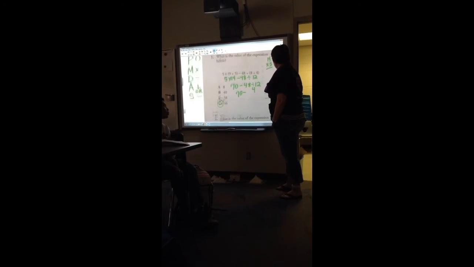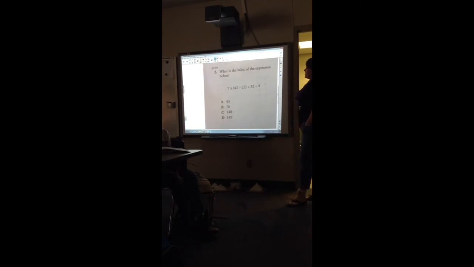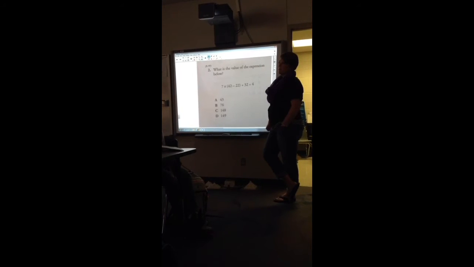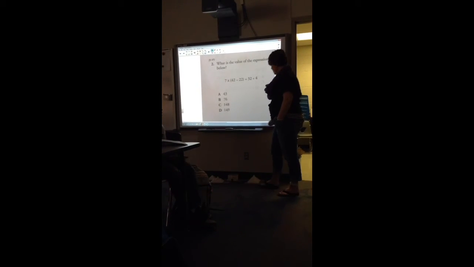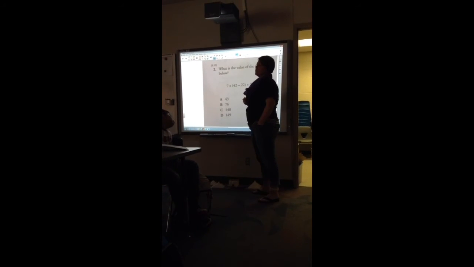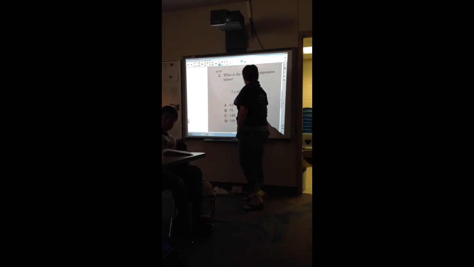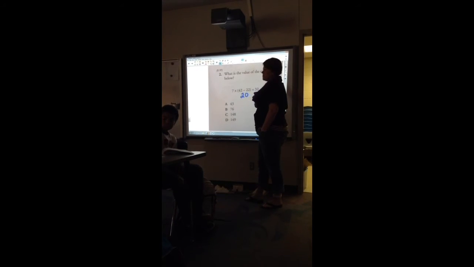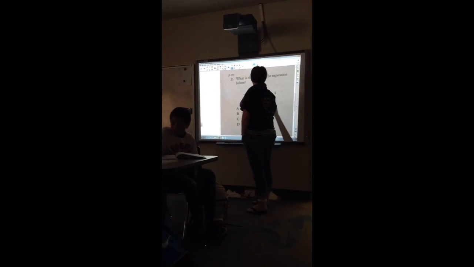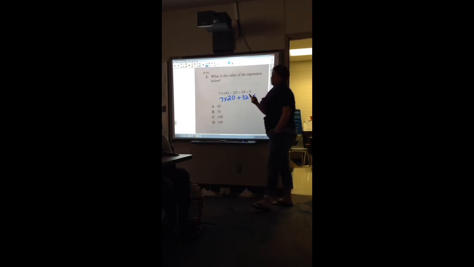Number 2 says, what is the value of the expression below? Where am I going to start? Everybody tell me. Parentheses, okay? So I'm going to start with 42 minus 22. 42 minus 22 is 20. So I'm going to write the answer. Do I have any more parentheses? No. So I'm going to drop the other numbers and symbols down. Okay? I just did parentheses.